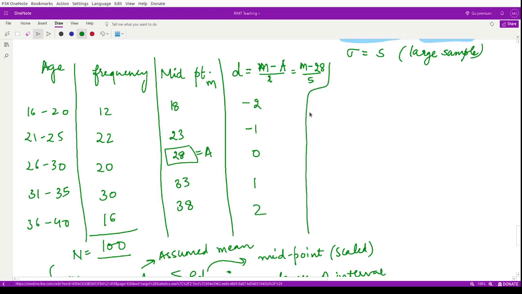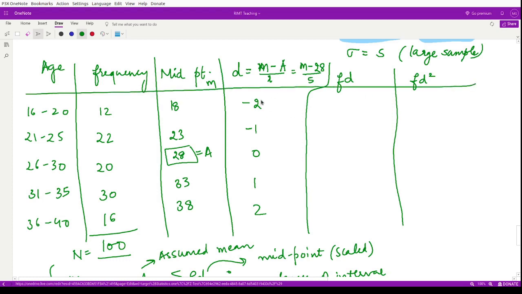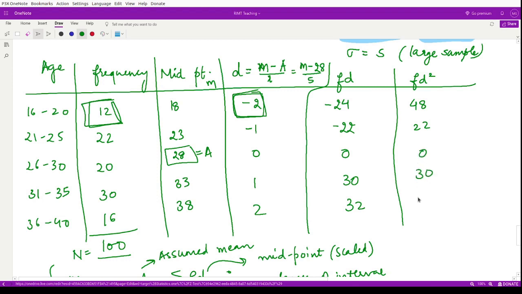Next, after calculating d, we will calculate fd. That means the frequency multiplied by d and then fd square, right? So you can do that. You can multiply this with this. So you will have minus 24. Similarly, the whole column: minus 24, minus 22, 0, 30 and 32. And similarly, you will multiply this with the square of this. So it would be 48, 22, 0, 30 and 64.